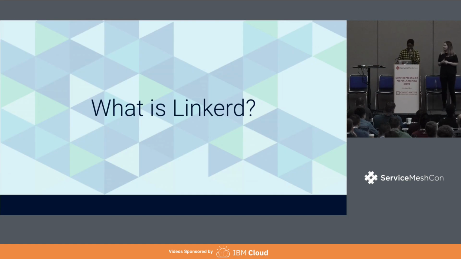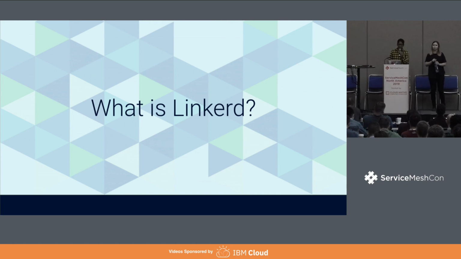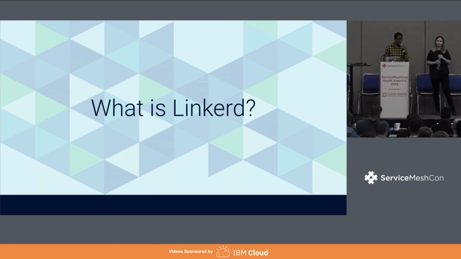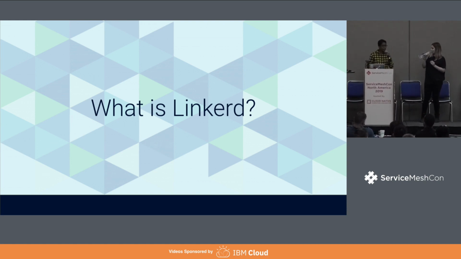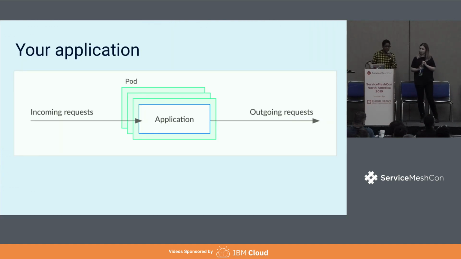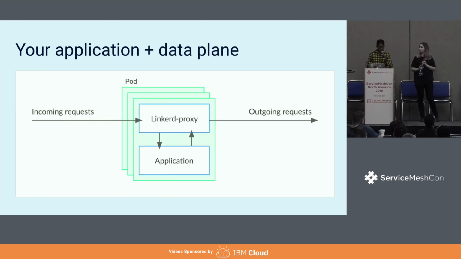Yeah, so what is Linkerd? Linkerd is a service mesh. And what's a service mesh? A service mesh is a dedicated layer that is responsible for service-to-service communication. So it's responsible for the reliable delivery of requests in your application. So imagine your application's running in a pod. When you install Linkerd, what you're doing is adding a bunch of lightweight proxies that run in a sidecar next to your application. And traffic is transparently proxied through the Linkerd proxy, and the application's not aware that this is happening.